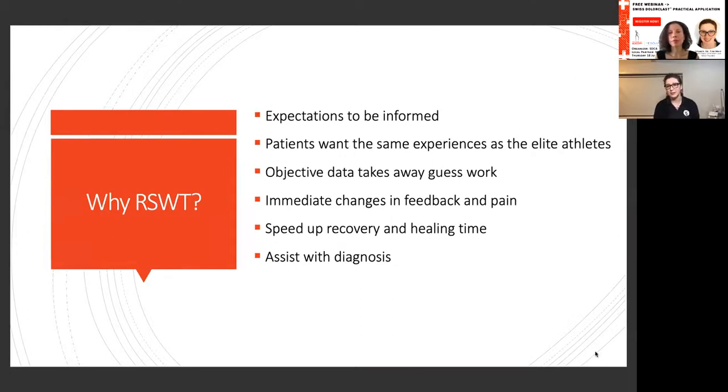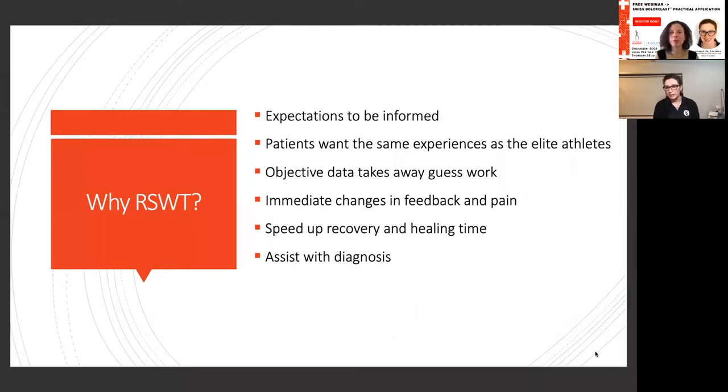Objective data. Assessing and reassessing patients after you treat them is really important to reinforce what you've done. With shockwave therapy, it's easy to have a pre and post assessment with this treatment. Patients want immediate changes in feedback and pain, and this is a treatment method that does give them an immediate change. So it's very positive in that regard, and it helps build their confidence in you.